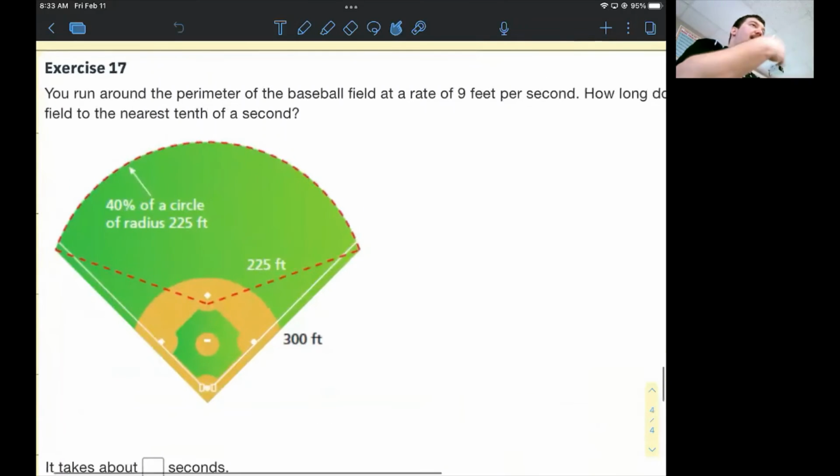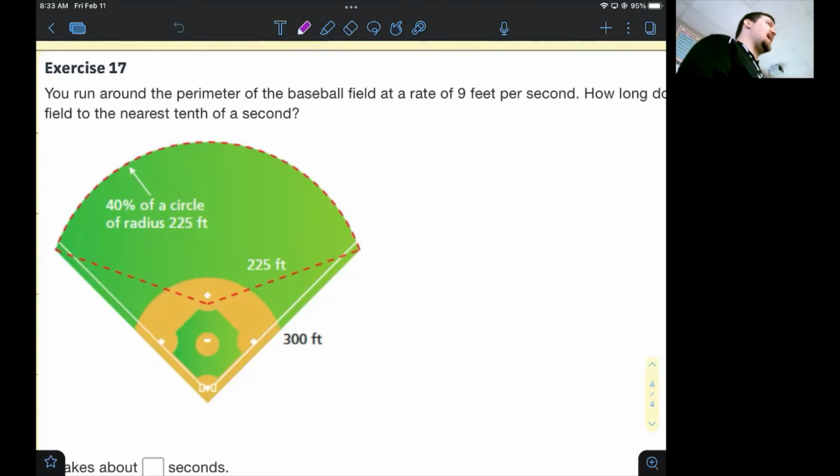Well, they give us how fast we're running. 9 feet per second is more like a jog, but they tell us how fast we're running and ask us how long it's going to take us. We're going to need to know how far we're running in order to answer this question. So we need to know the perimeter of the baseball field. How many sides do you see on this baseball field? Frank? 3. Good.